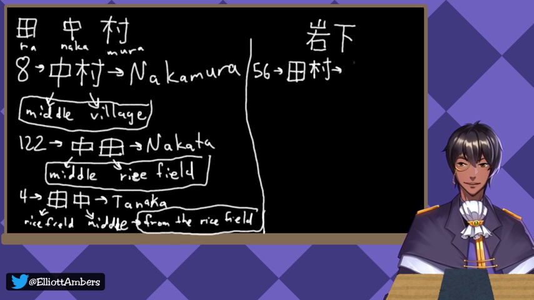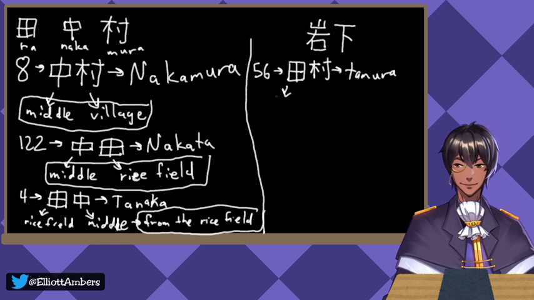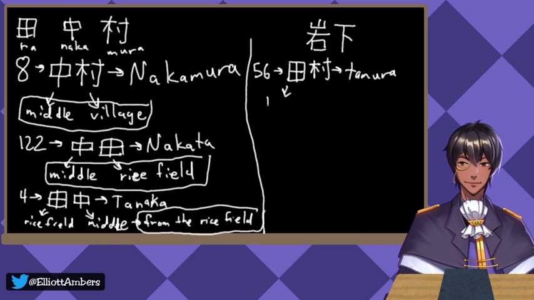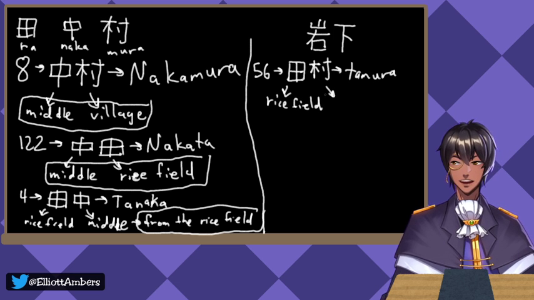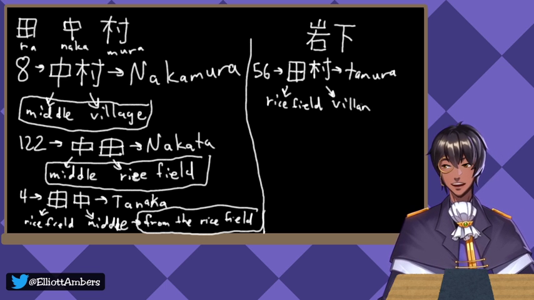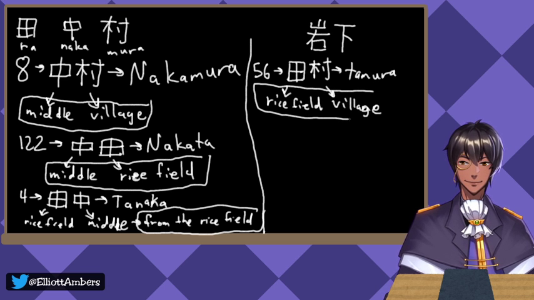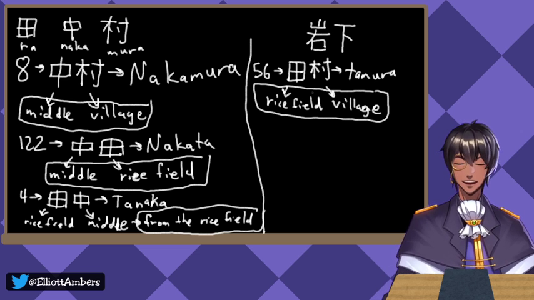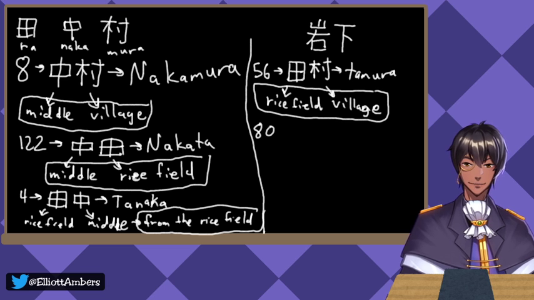This one is sort of in the middle. This is Tamura, or this would be Rice Field Village. Again, I don't think I really need to rewrite any of that. Village. Sorry, village. So Tamura being a village that produces a lot of rice, essentially. We have something like, this is going to be Mura.